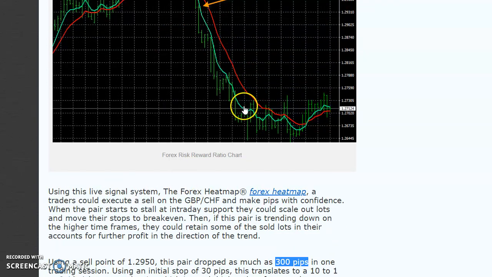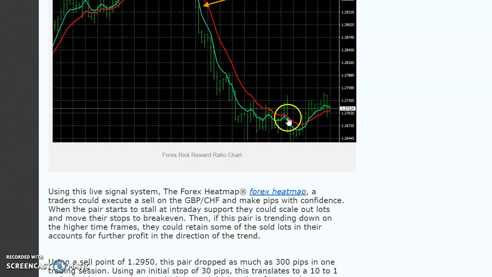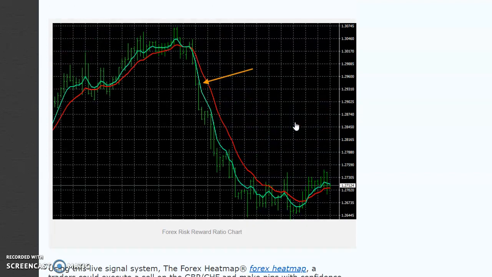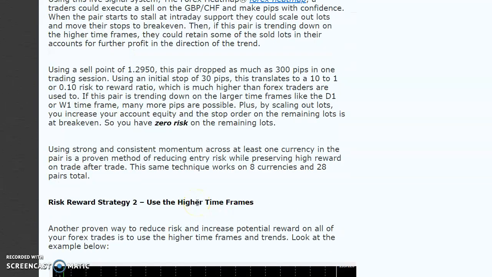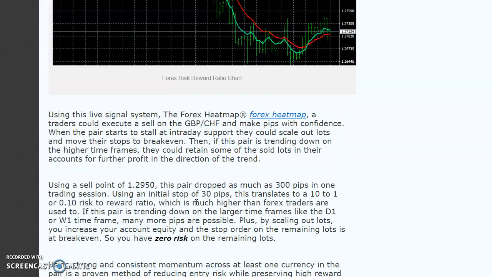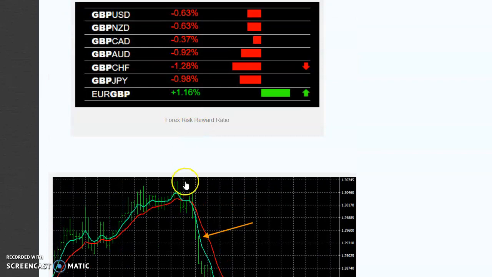If it starts dropping and you get into positive pips, you can move your stop order to break even, and then you have zero risk on the trade. You can scale out lots, and then if the pair is trending down, if the pound Swiss is trending down on the bigger time frames, or if the pound is just weak across the board on the bigger time frames, then you have more upside with zero risk. This is zero risk trading here, okay? Now that's how you manage your risk reward ratio. This is just one way of doing it, okay?